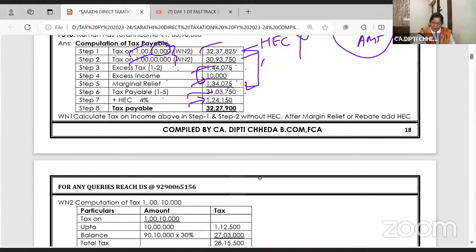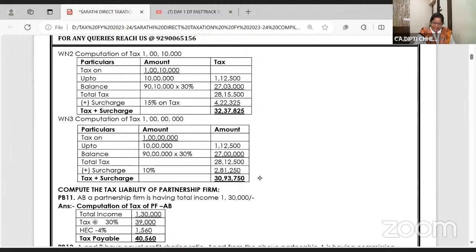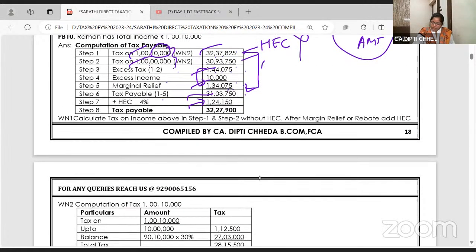So see how I've calculated the tax. That should be clear to you.